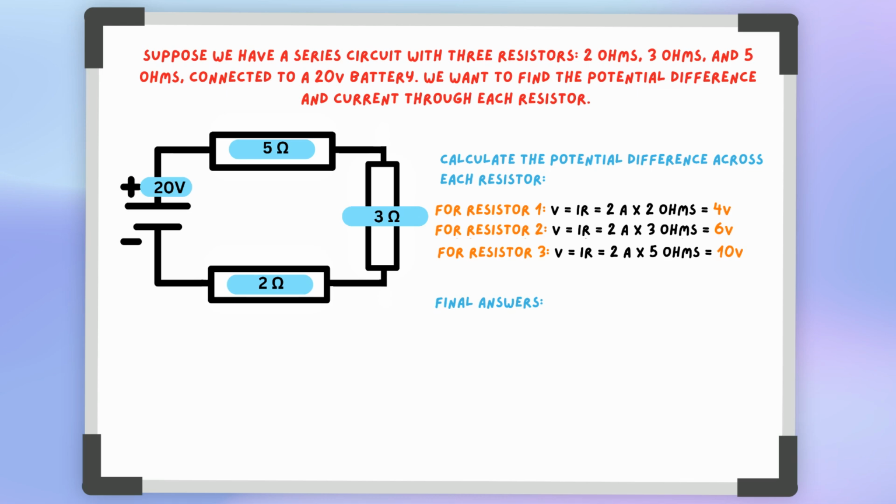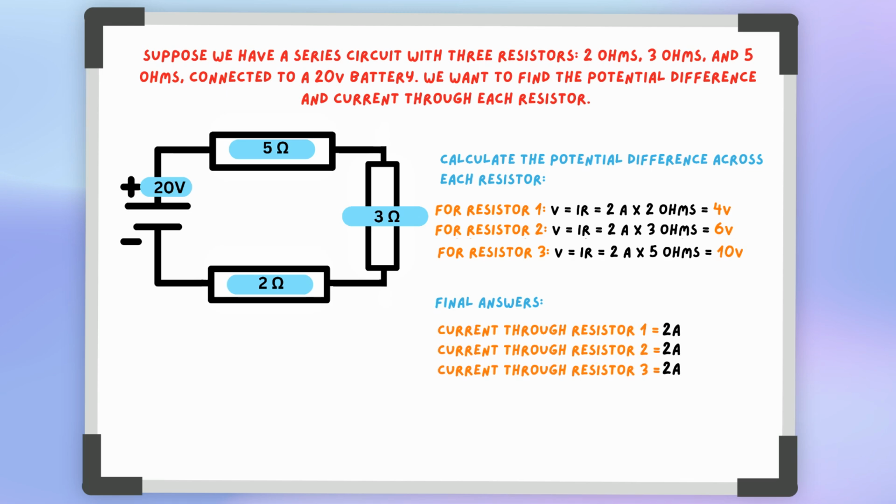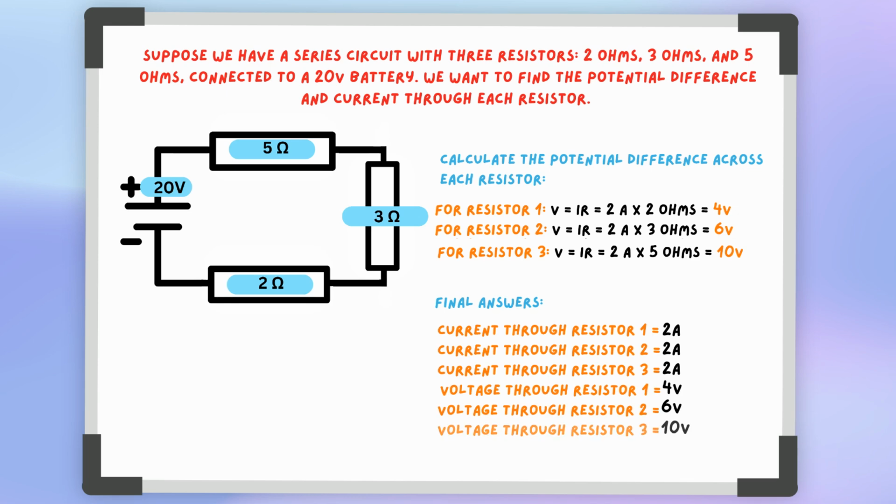This gives us the following final answers. Current through resistors 1, 2, and 3 is 2 amps. Voltage through resistor 1 is 4 volts. Voltage through resistor 2 is 6 volts, and the voltage through resistor 3 is 10 volts.